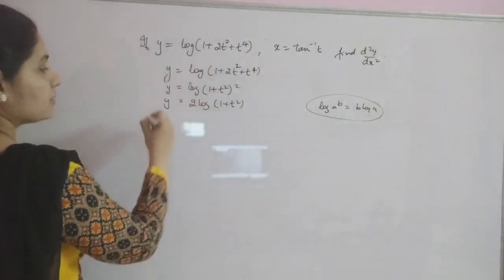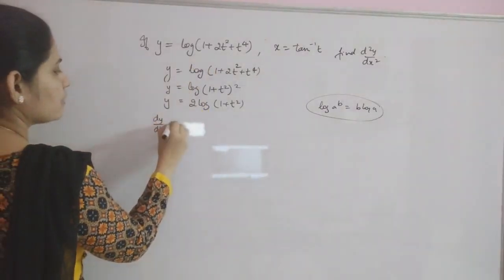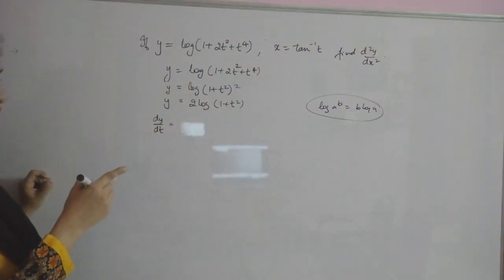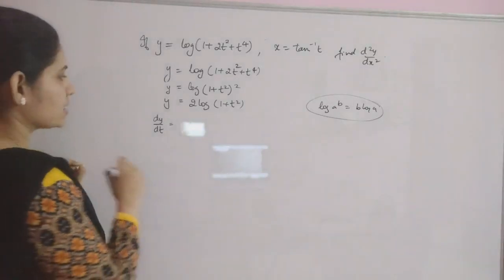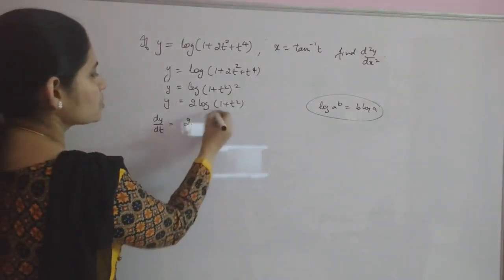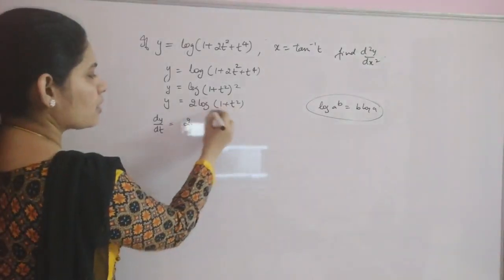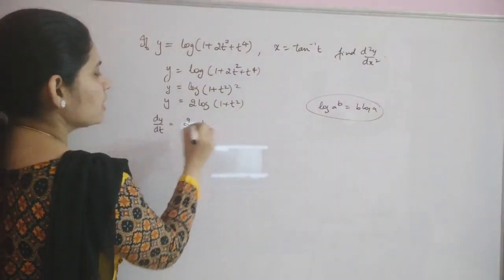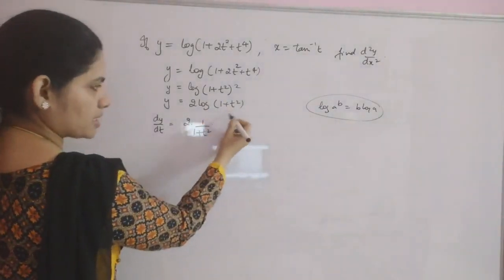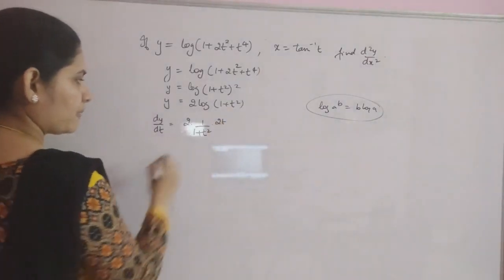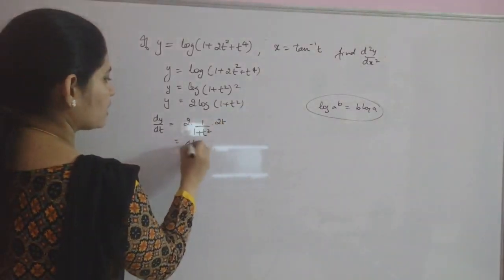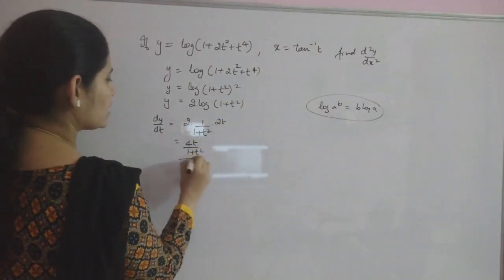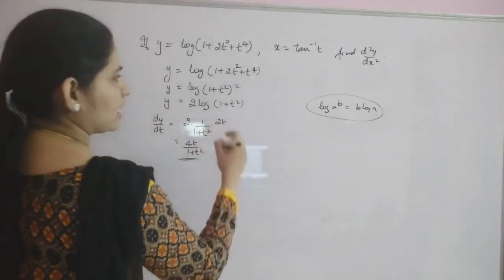Now since it is in parametric form, we first have to find dy by dt. In order to get d squared y by dx squared, first we need to find dy by dx. So dy by dt will give you 2 into the derivative of log, where 2 is a constant. The derivative of log gives 1 by 1 plus t squared, into the derivative of 1 plus t squared, which is 2t. Okay, so you are getting 4t by 1 plus t squared as dy by dt. Now what is x given as?